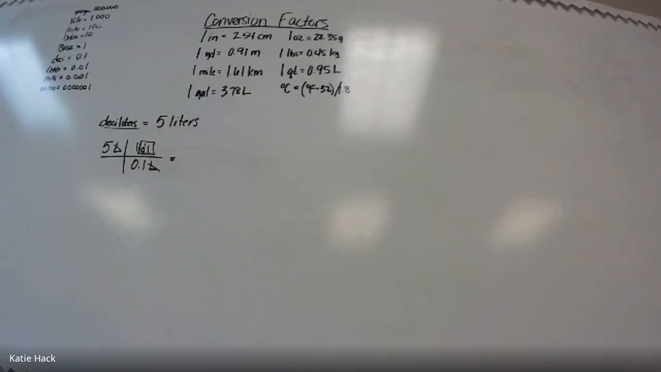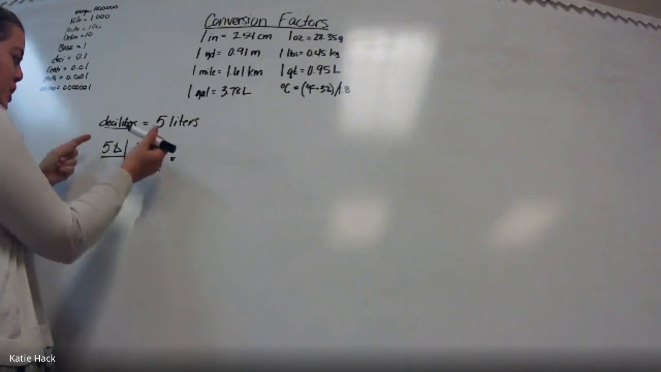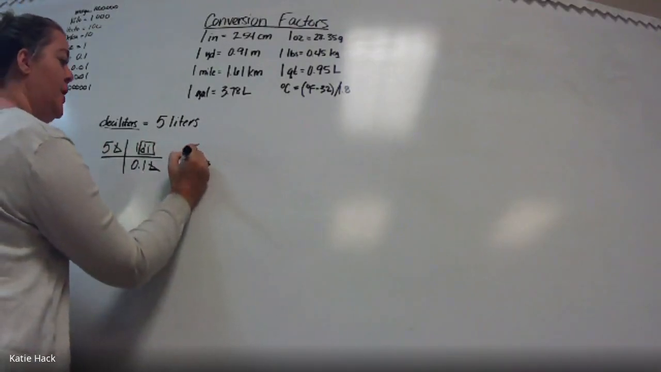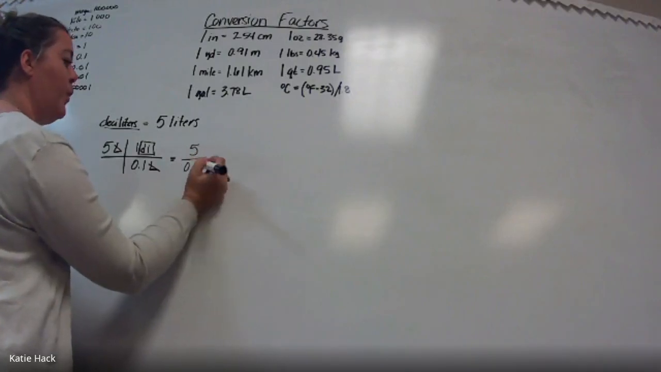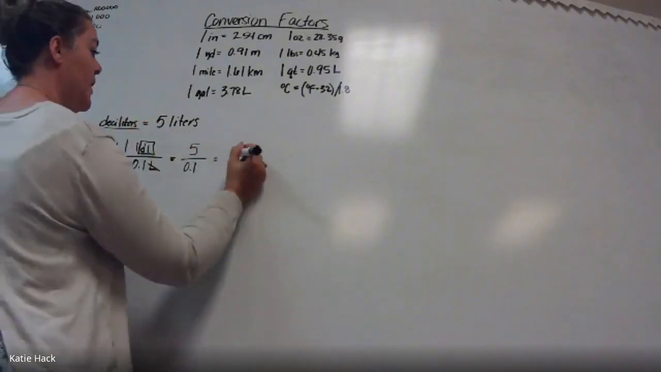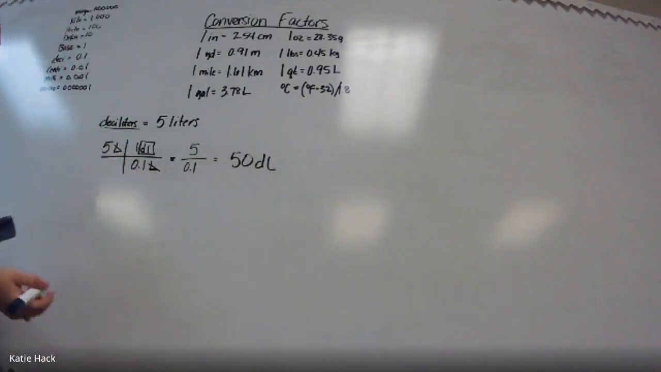Okay, so whenever you have a number side by side, you multiply. And then if it's on the bottom or top, you divide. So you take 5 times 1 equals 5, and you're going to divide it by 0.1. And that's going to give you 50 deciliters.